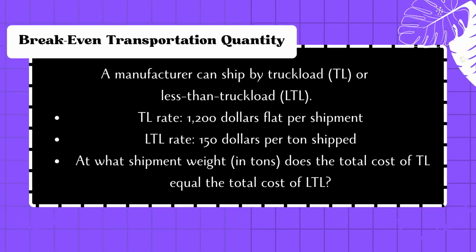Problem 2. Break-even transportation quantity. A manufacturer can choose between two shipping options. A full truckload costs a flat rate of $1,200 per shipment, no matter how much is loaded. The less-than-truckload option costs $150 for each ton shipped. At what shipment weight do both options cost exactly the same amount?